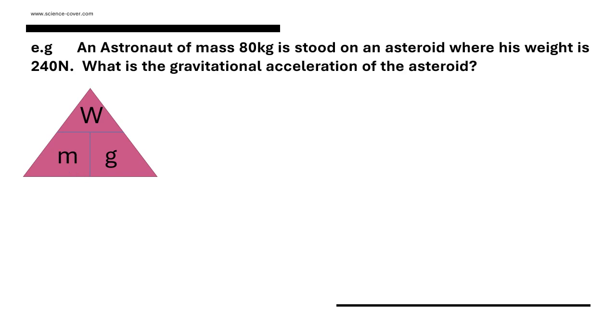Now let's look at an example of a situation not set on Earth, where g is not a value of 9.8. An astronaut of mass 80 kilograms is stood on an asteroid where his weight is 240 newtons. What is the gravitational acceleration of the asteroid? So we want to find g in this question, so that is the weight divided by the mass. So that's 240 divided by 80. Now if you put that on a calculator, we find that it's 3 meters per second squared. So the gravitational field of this asteroid is much weaker than the gravitational field of the Earth.